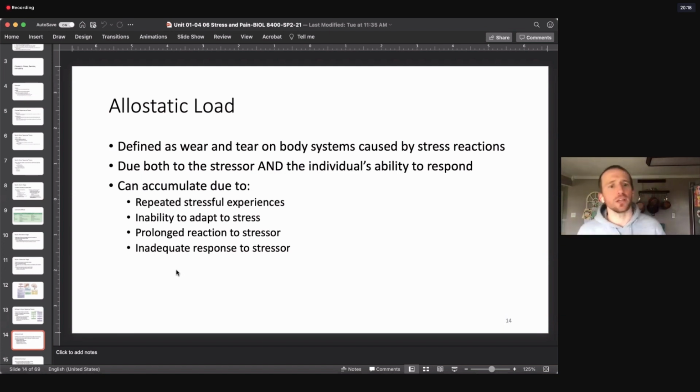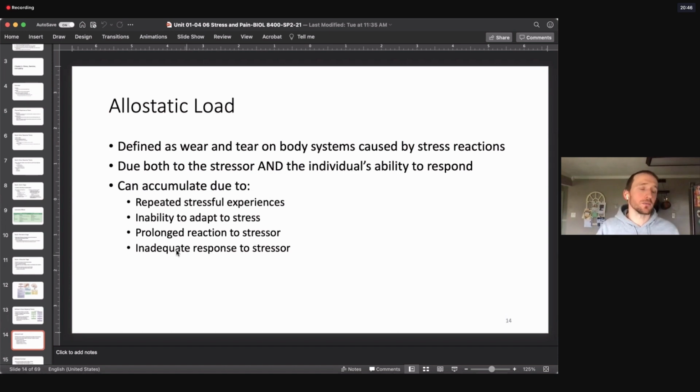This allostatic load can accumulate in numerous ways, right? The inability to adapt, repeated stressful experiences, progression into chronic stresses. So not only do you keep getting stressed, but what about stresses that just don't go away, and the body's response to them? If the stressor is gone, but let's take this emotionally or mentally, you still feel as if the stressor is there, you're going to get a prolonged reaction.